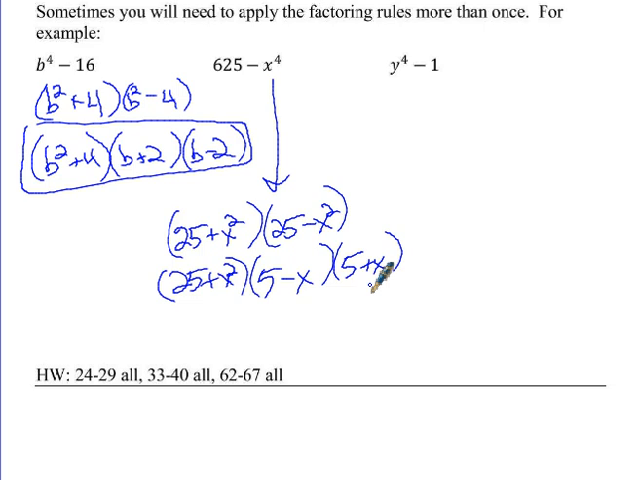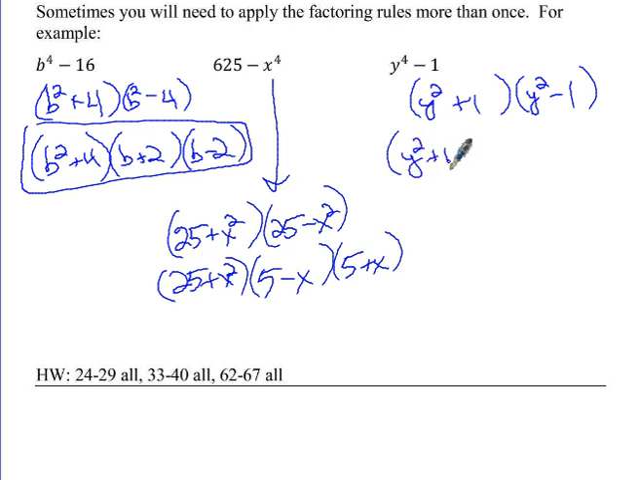Go ahead on the last one. Do we have a difference of squares here? Yes. So this turns into? Okay. Is this a difference of squares? No. So that's why we can't factor. It doesn't fit the pattern. So y squared plus 1 sticks around. And does this factor? y minus 1, y plus 1. Or y plus 1 times y minus 1. Either way. But that's the answer.